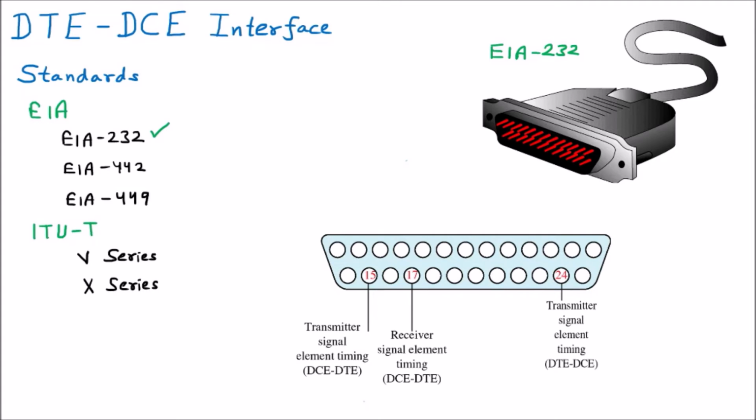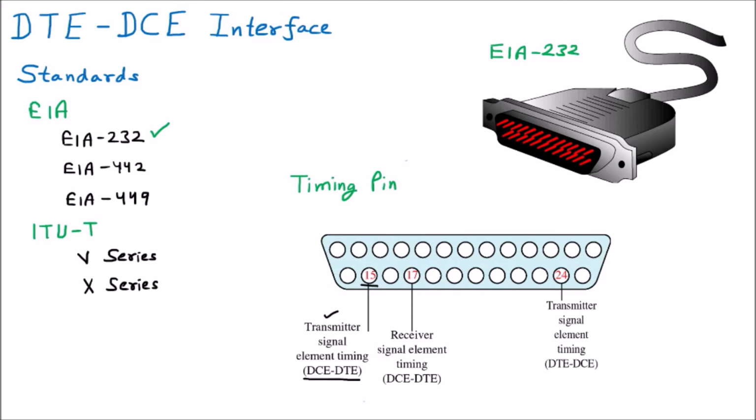Now we are discussing the next type of pins in EIA 232, and that is called the timing pins. Timing pins work on time, meaning at what time which particular device is operating. First we have pin number 15, transmitter signal element timing. Whenever data is moving from DCE to DTE, the timing of the transmitter signal is taken care of by pin number 15.